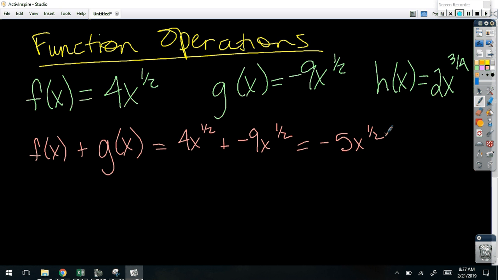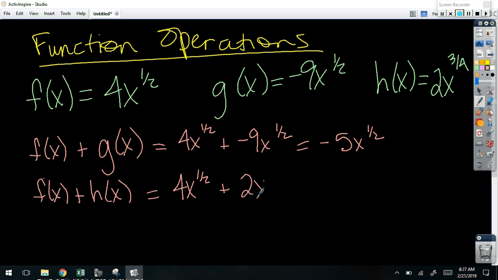Well, what if the exponents aren't the same? Then you would just leave it written like that. Like if I said, what is f of x plus h of x? So 4x to the 1/2 plus 2x to the 3/4. Well, I can't combine those, so I would just leave it written just like that.